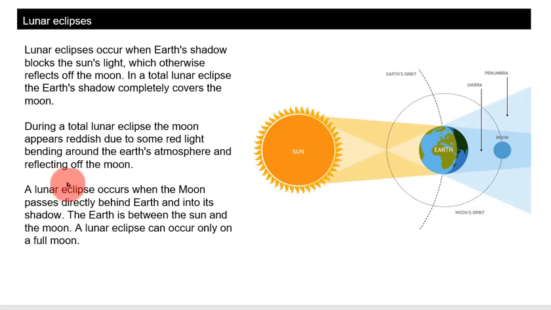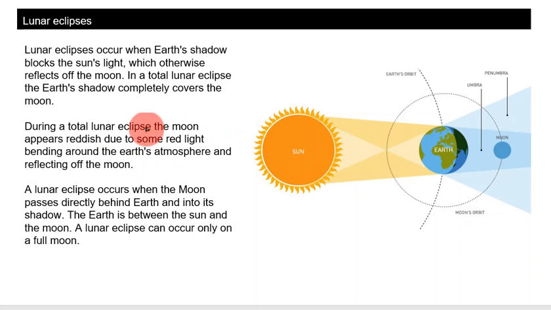A lunar eclipse occurs when the moon passes directly behind the Earth and into its shadow. The Earth is between the sun and the moon. A lunar eclipse can occur only on a full moon. So again, this is a lunar eclipse, lunar meaning the moon is being eclipsed. The Earth passes directly in front of the moon, and again you have this shadow. You have the umbra part, which is in complete darkness, and then you have the penumbra part, and then you have the moon's orbit.